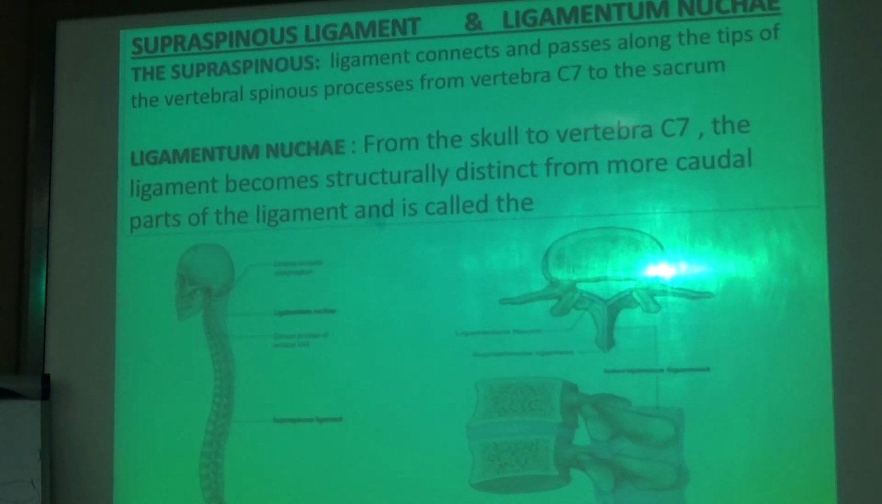Simple as that. So you are closing all these things. Here in the neck area, the supraspinous ligament, not the interspinous ligament, is very strong and large. It is not only on the tip, it goes out slightly. So what is that called? Ligamentum nuchae. This ligamentum nuchae is over here.